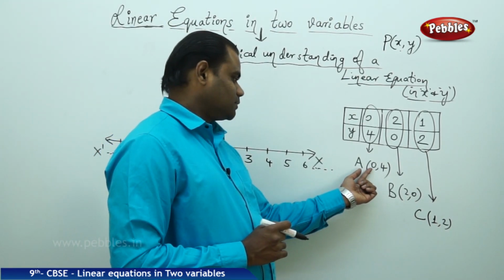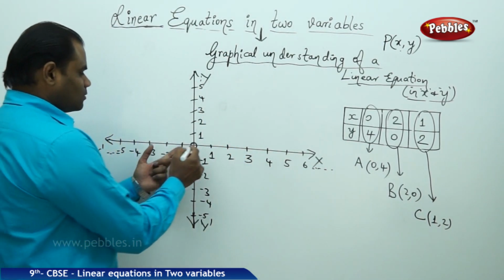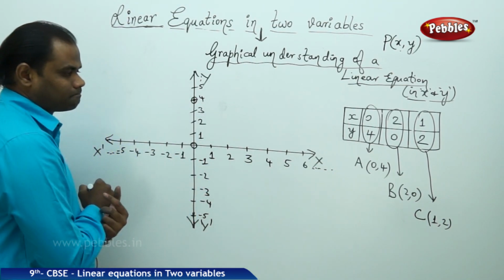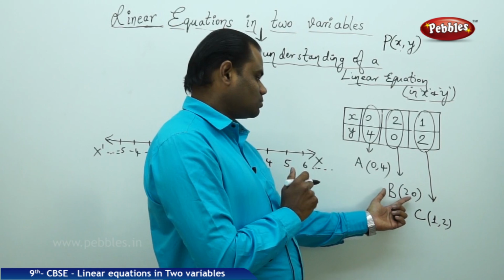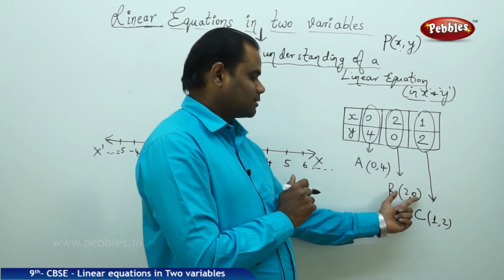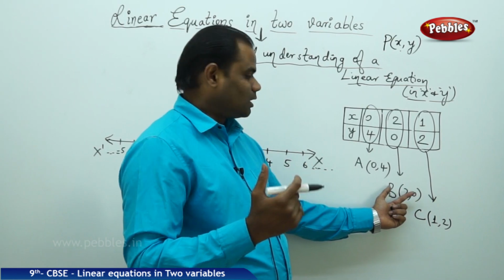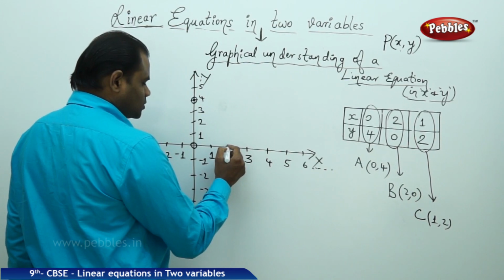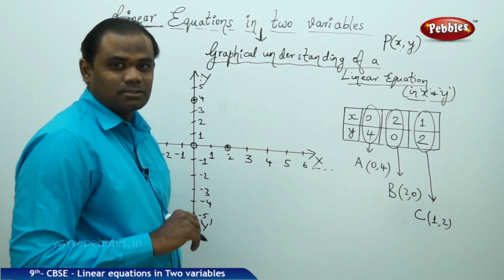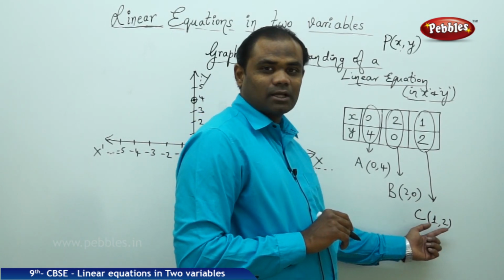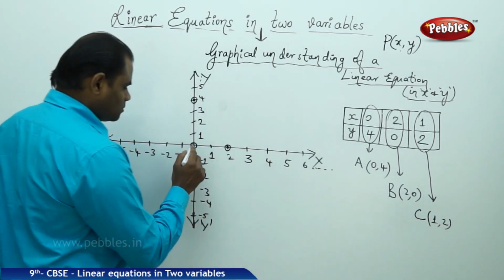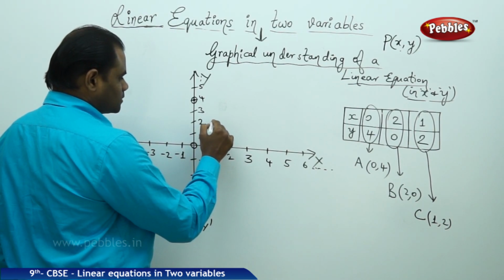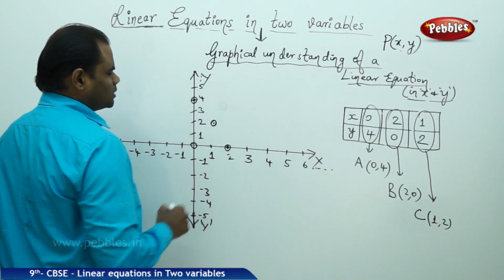Initially starting with A, which is (0, 4), my x coordinate is 0 and my y coordinate is 4, I get my first point, which is out here. Secondly, my second point, which is (2, 0), means 2 units to the right and no up and down movement in the y coordinate. Therefore, my B is (2, 0), which plots out here. Similarly, my C is 1 unit to the right and 2 units up. Therefore, my C moves 1 unit here and up, and therefore I get this to be the third coordinate.